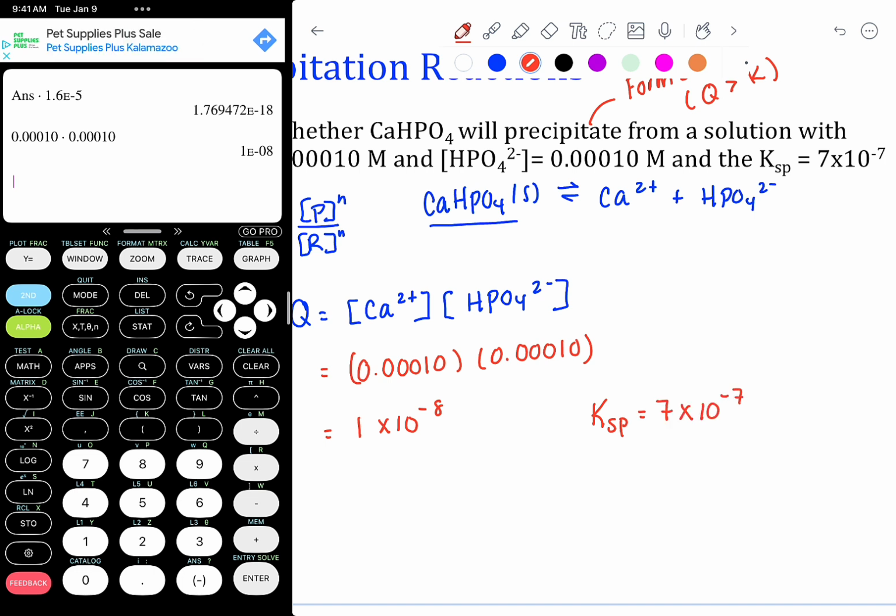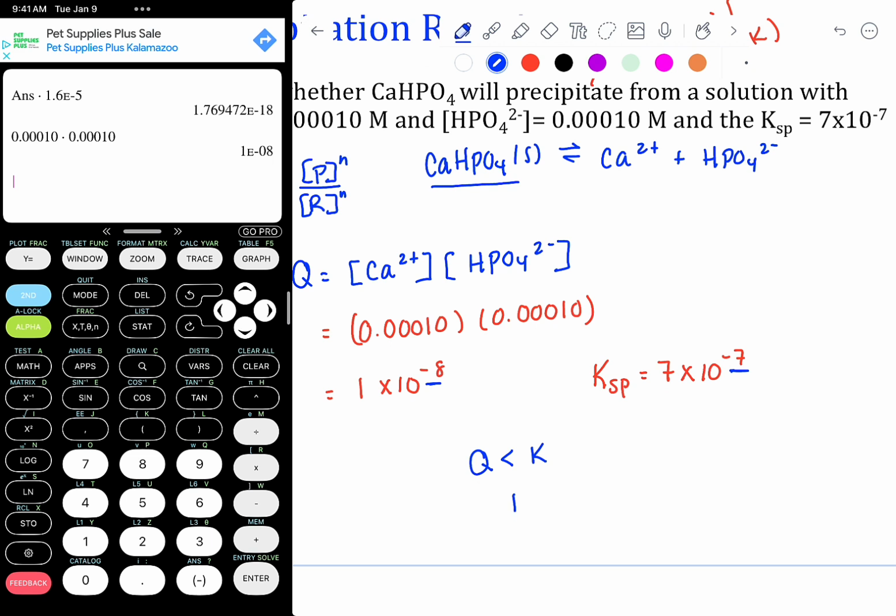And comparing those two numbers, Q is going to be less than K. Remember, we're working with negatives here, so that negative exponent means that we're in decimal places. So KSP is going to be the larger number compared to Q. So Q is going to be less than K, meaning that no precipitate will form. Ions could still go into that solution because Q is less than K, so the reaction would still proceed in the forward direction instead of the reverse direction.